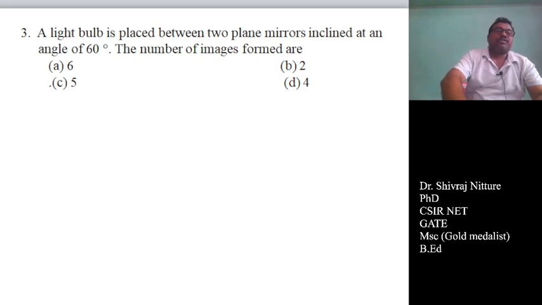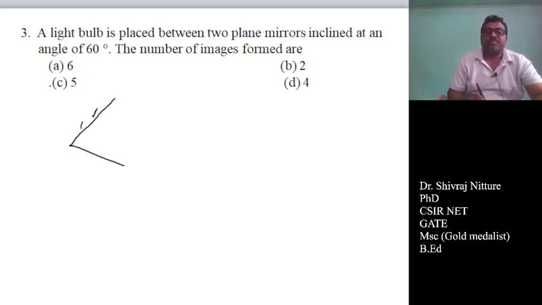Next, go for the next problem. A light bulb is placed between two plane mirrors inclined at an angle of 60 degree. These are the two plane mirrors, and a bulb is placed here. How many images are formed?